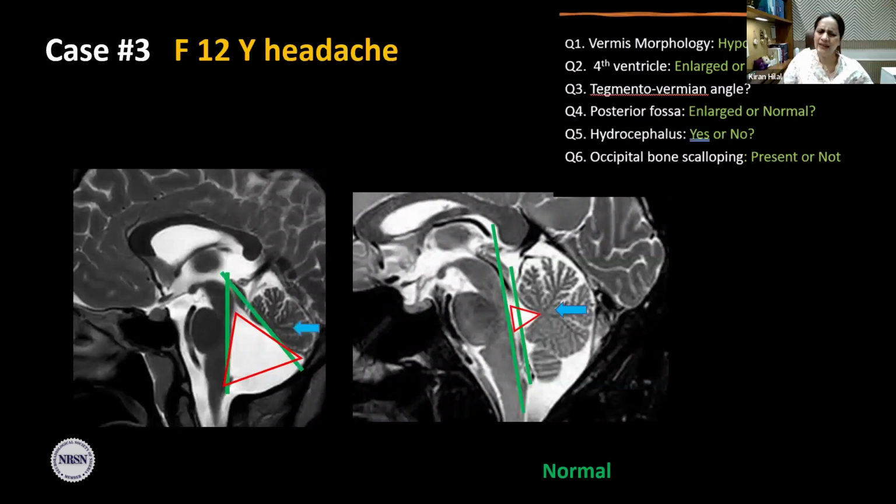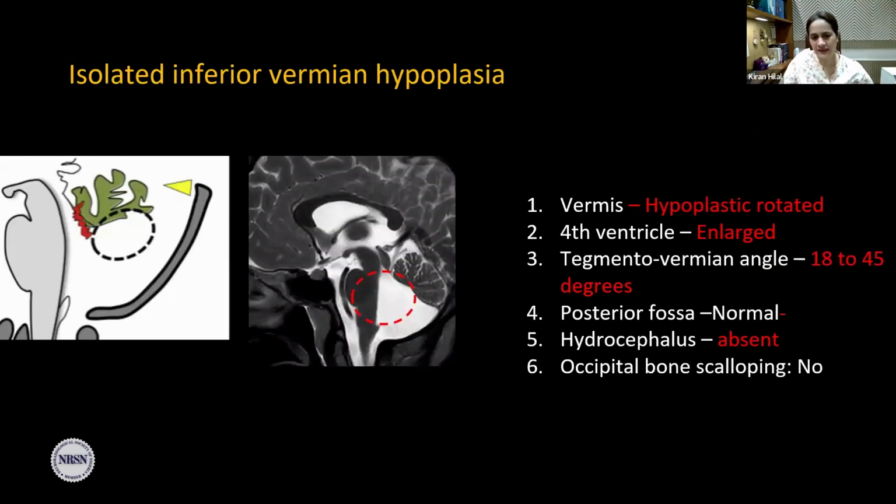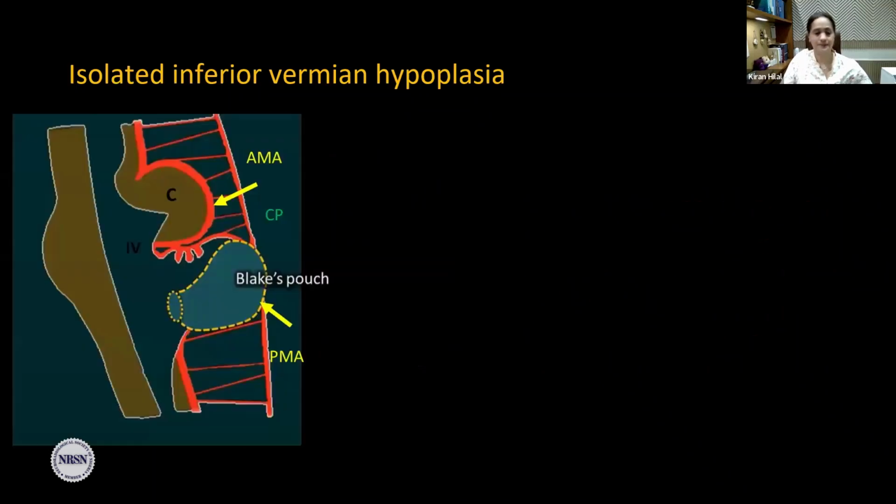Posterior fossa really is not enlarged, but the cyst is there. Hydrocephalus is there, maybe slight hydrocephalus, plus minus. Is there any scalloping of the occipital bone? Not really, if I compare it from here. So all of these findings, which I just described, are suggestive of isolated inferior vermian hypoplasia. Just look at the size of the inferior vermis.